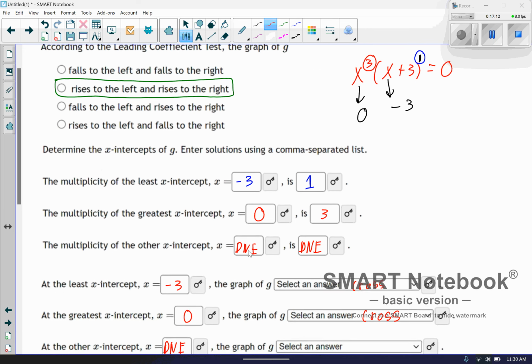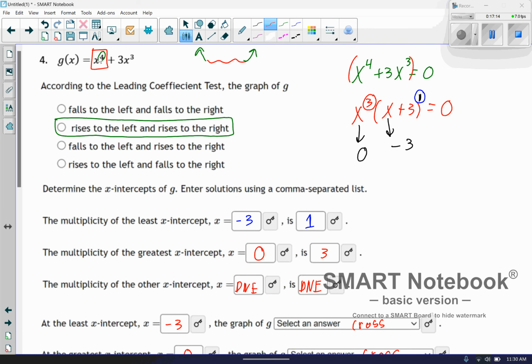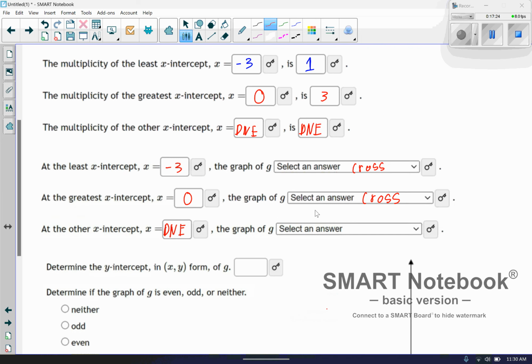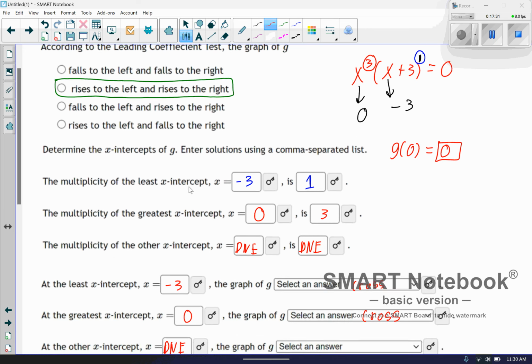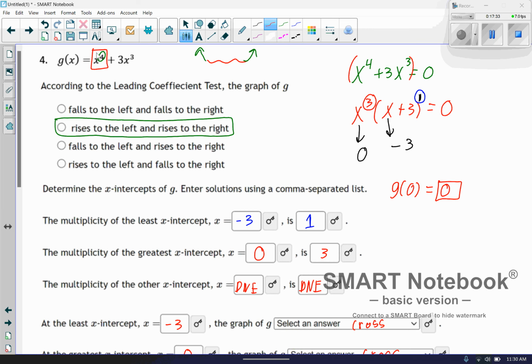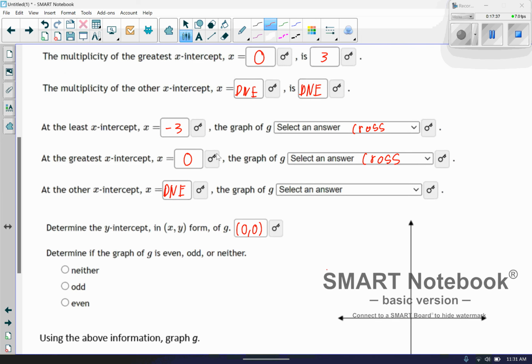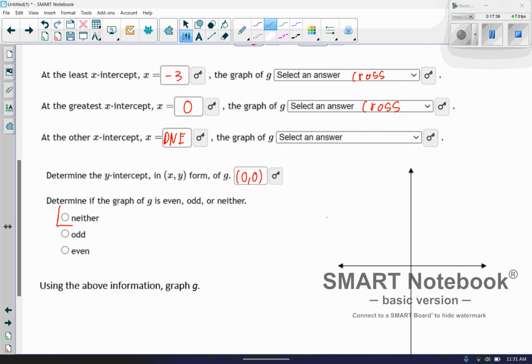All right, the y-intercept, I think it's the same as the last couple. If I plug in 0 into the function, I'm just going to get a 0 in return. So I'll put that down here. That ordered pair is going to be (0, 0). And then once again, it's neither odd nor even because I have an even power and an odd power, so automatically it's going to fall into the neither category.